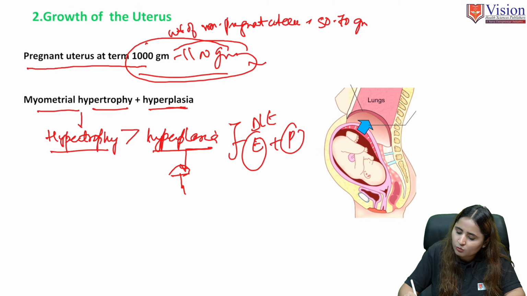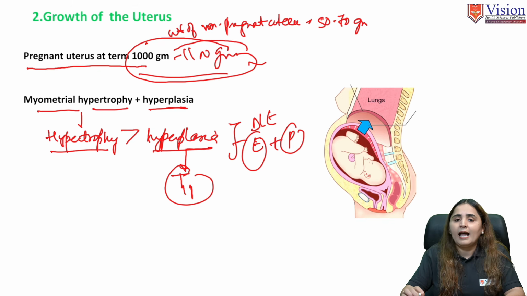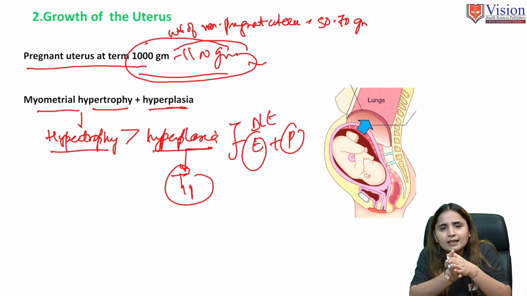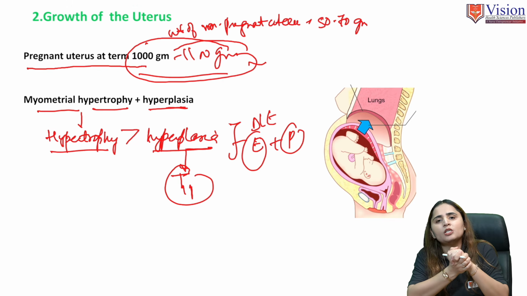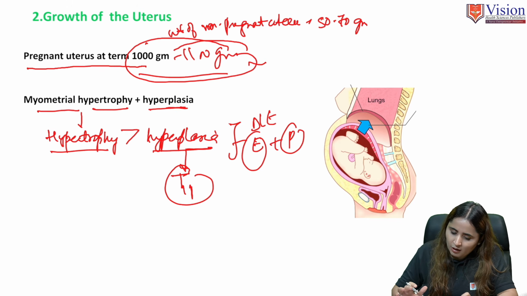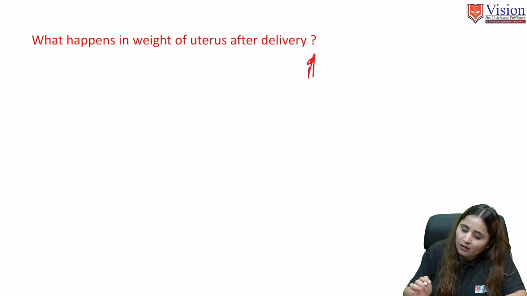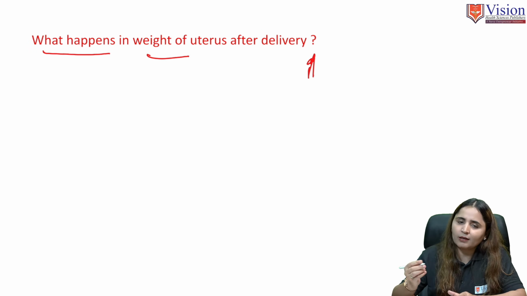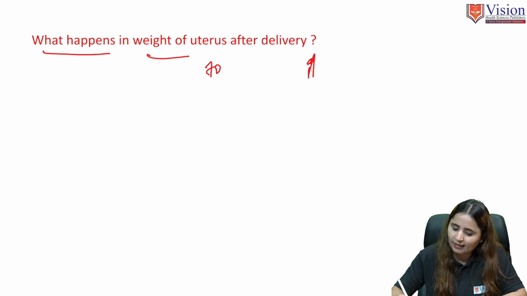Hyperplasia is just limited to the first trimester, and after 12 weeks of pregnancy, the increase in the height of the uterus happens due to the stretching of the uterine muscles. So now, moving ahead, as we had discussed, there is an increase in the weight of the uterus from 70 grams to 1100 grams.